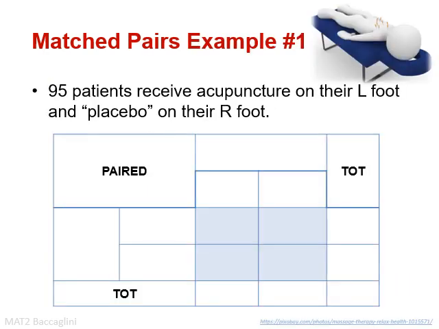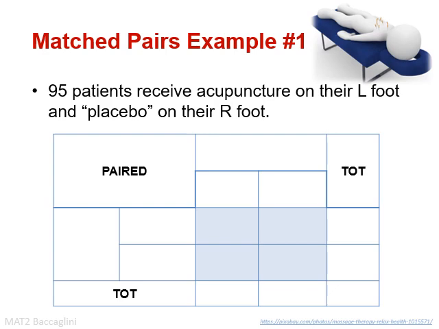Here we have 95 patients who receive acupuncture on the left foot and placebo on the right foot. First, can you think of something better that we could do? Well, one way to improve the design would be to randomize to either the right or left foot, so that we don't always have the left foot receiving the acupuncture and the right foot receiving the placebo.